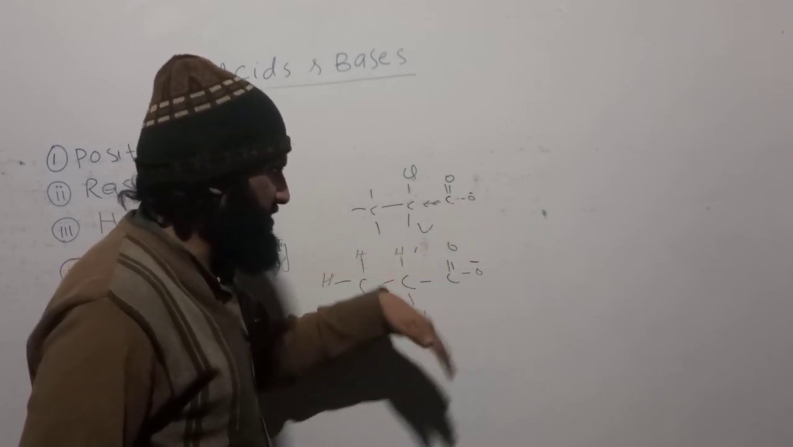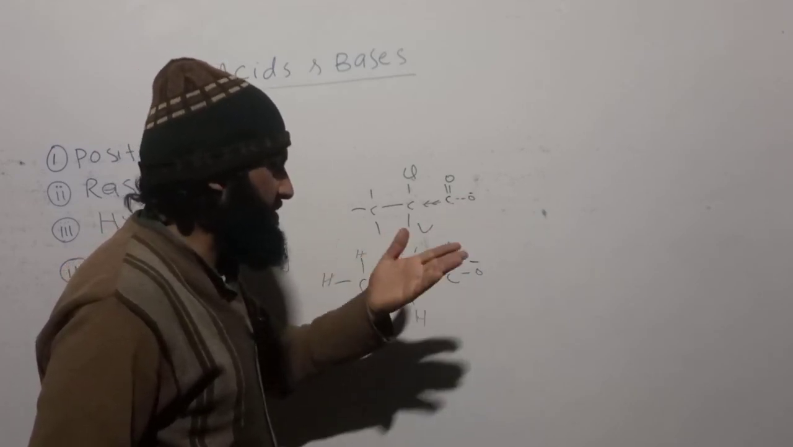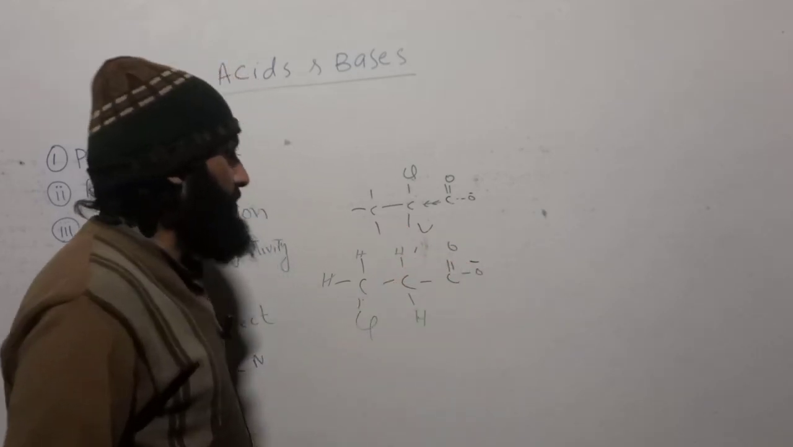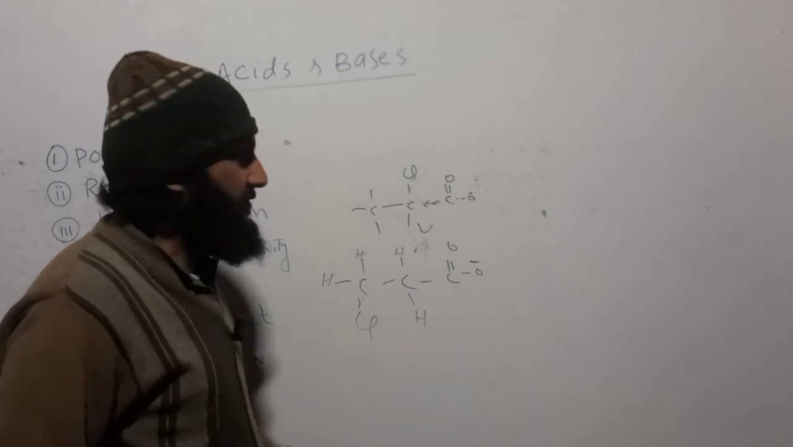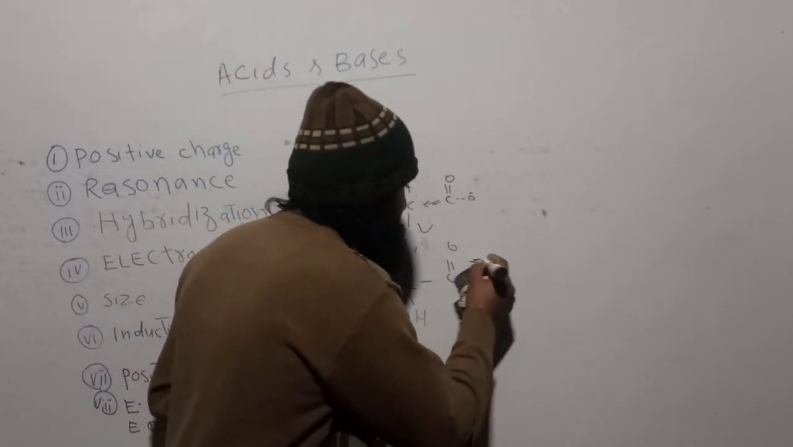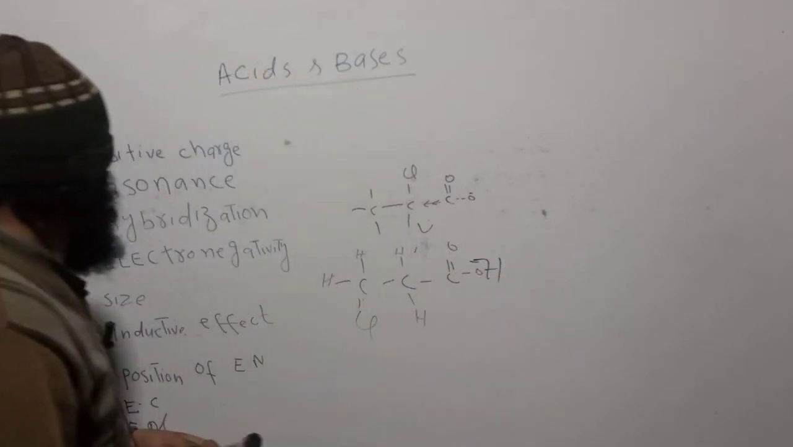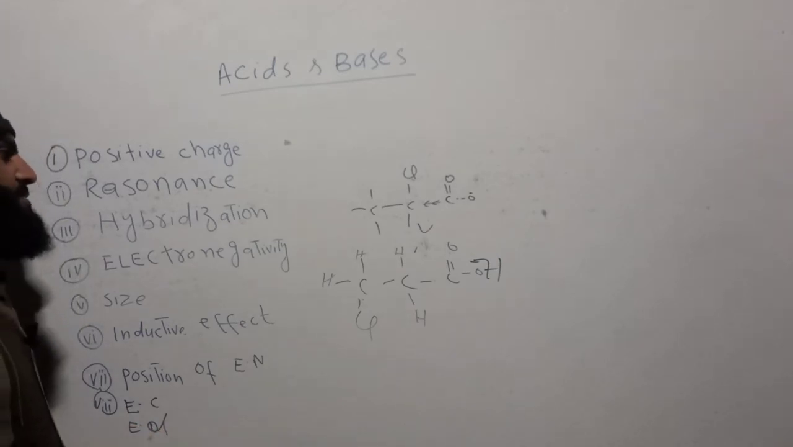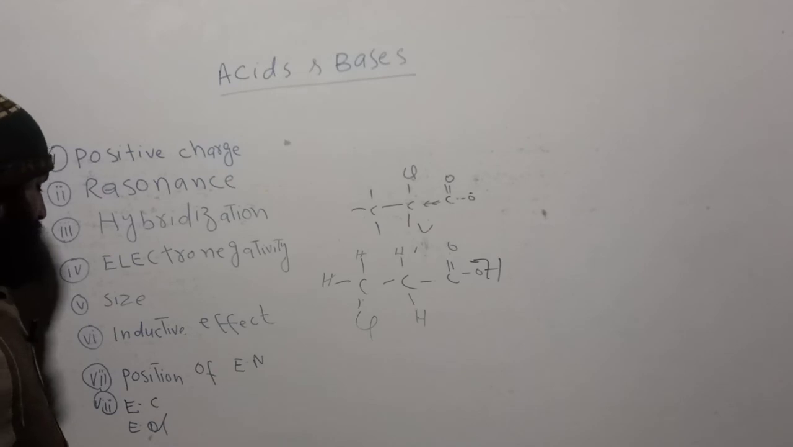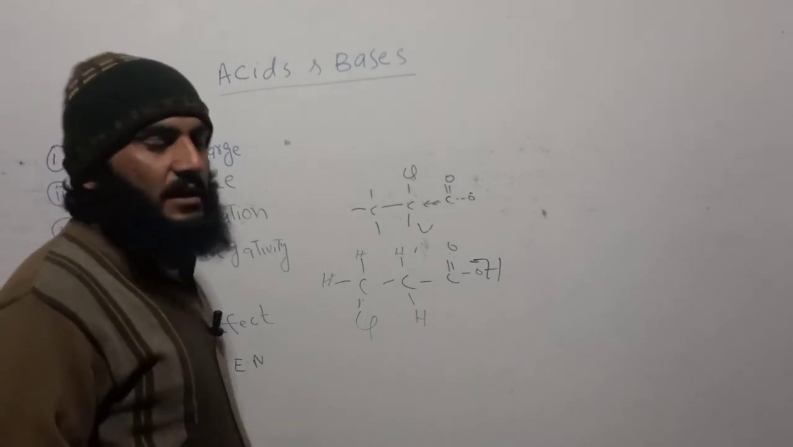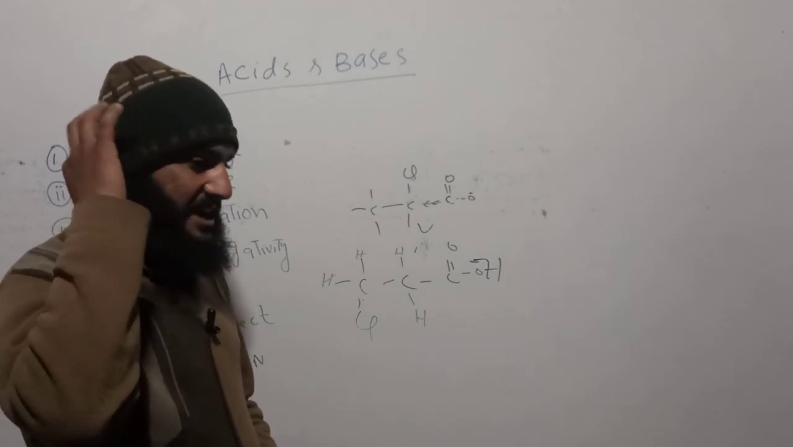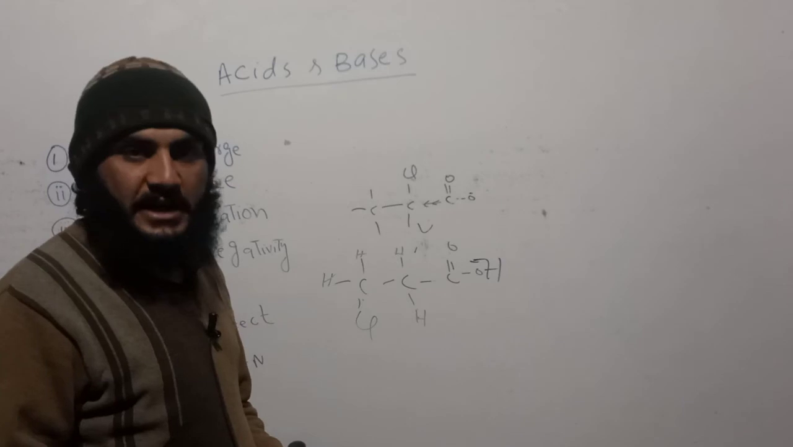If electron density increases, its reactivity increases. If its reactivity increases, it will recombine with hydrogen H plus and form such type of acid again. Clear? So the next one, electronic configuration. Electronic configuration also affects the acidity and basicity of the atom.